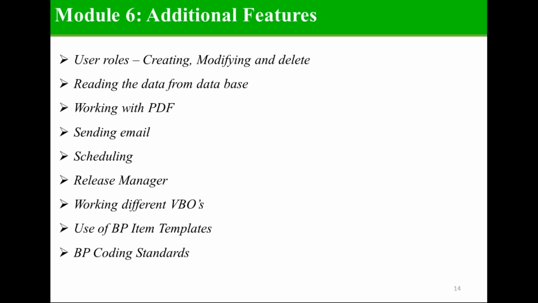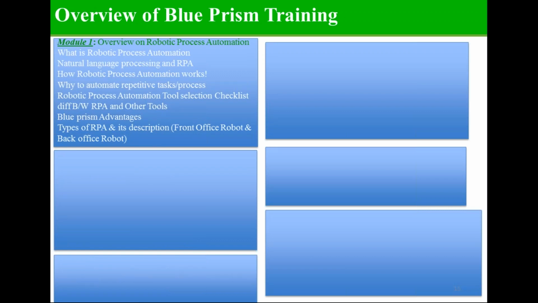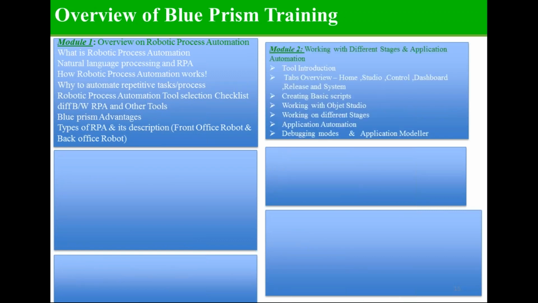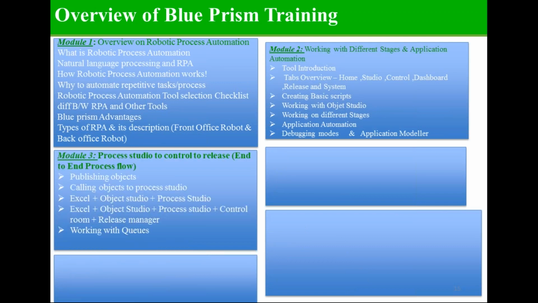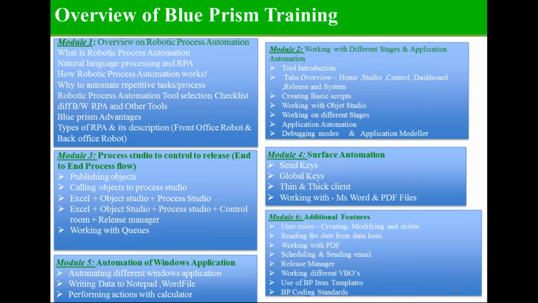Then we'll discuss some additional features, working with PDF files, the standards that need to be followed, and working with scheduled activities. To summarize the whole picture: module 1 is the overview of RPA, module 2 the different stages, module 3 the end-to-end flow, module 4 surface automation, module 5 Windows applications, and module 6 the additional features. This is how our whole training will go.